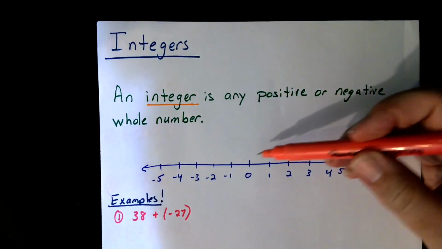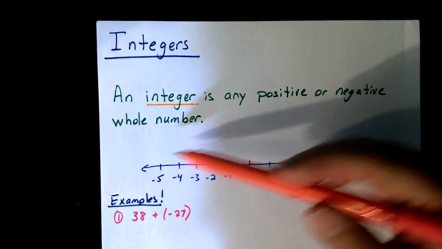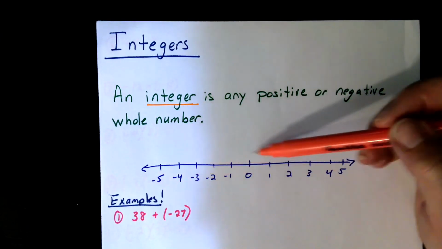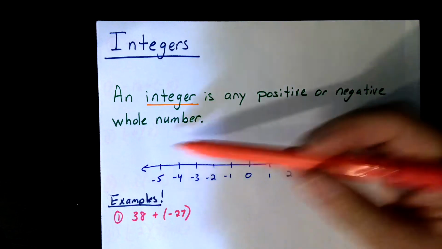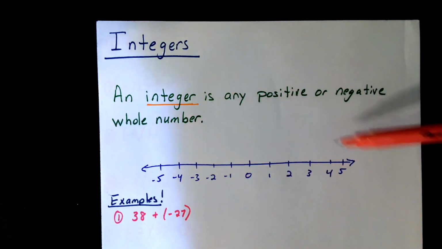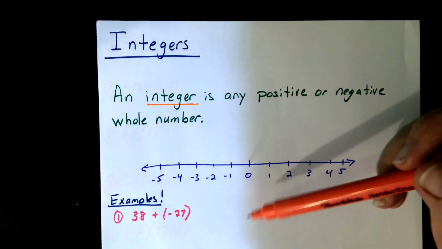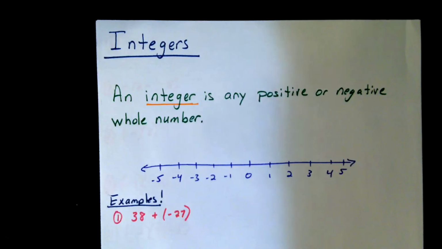Remember, the positive numbers are on the right-hand side of 0, and the negative integers are on the left-hand side of 0. As you go from left to right, your integers get larger. So 5 is greater than all these other integers to the left of 5, etc. So we're going to go through some operations of integers. We're going to add, subtract, multiply, and divide, and remind you of the rules that go with them.